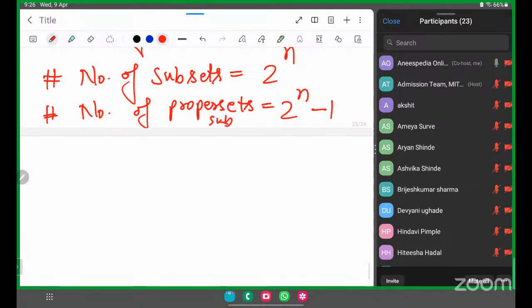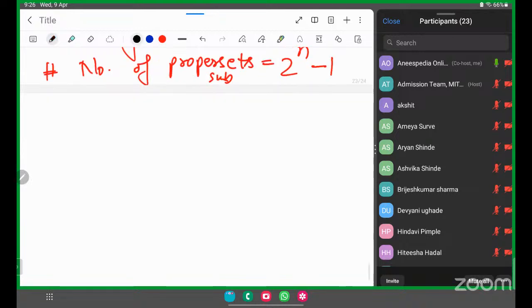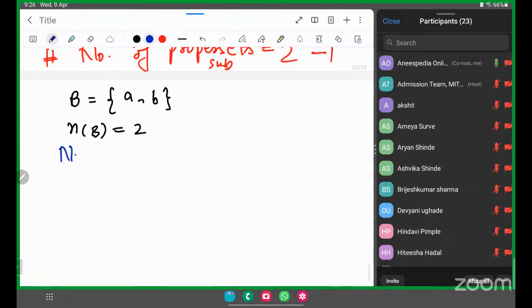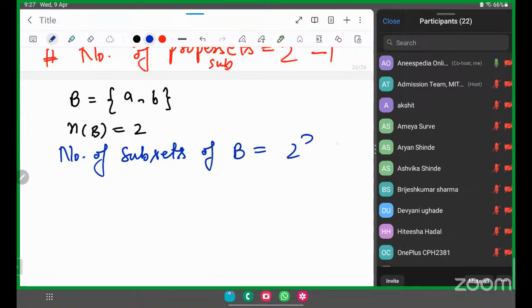For example, let's say we have a set B which has A comma B, 2 elements. So the cardinal number of set B is 2. So we can find out the total number of subsets of set B. The number of subsets of set B is given by 2 raised to power 2.